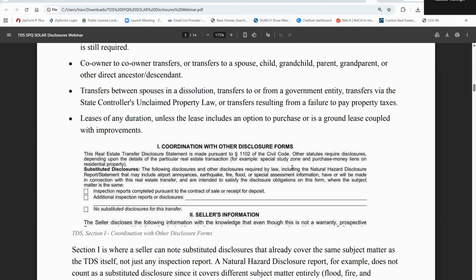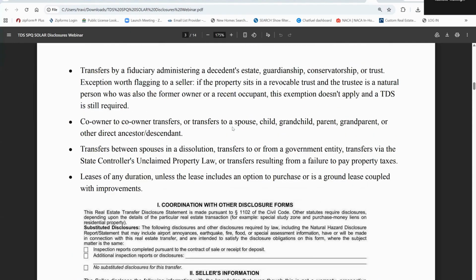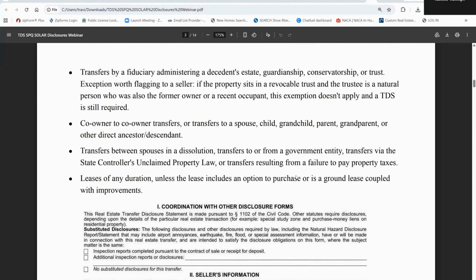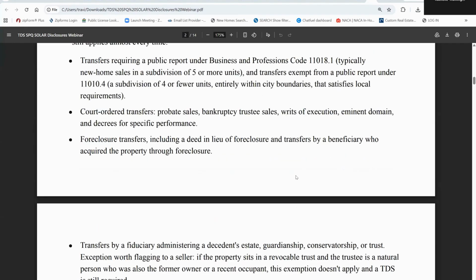Leases of any duration, unless the lease includes an option to purchase or is a ground lease coupled with improvements. So you can see there are quite a few exemptions, but they don't really apply to a lot of sales. What we generally see is going to be maybe the probate stuff, and then lately foreclosure.